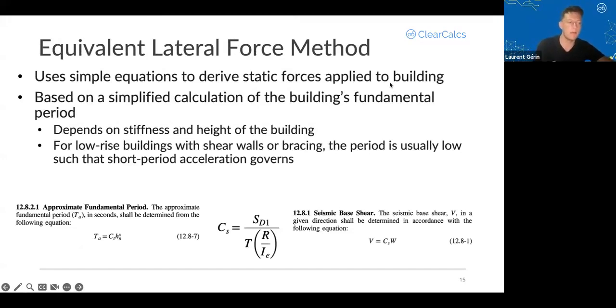So talking a little bit about the equivalent lateral force method, we're using very simple equations here. And what we're getting at the end are basically forces that we apply to the building. Very simple forces, you just apply them to your floor and they go into your bracing system or your shear walls, and that's it. So how we make this happen, a big part is that we're using a simple formula for the fundamental period of the building. You'll see I put the formula there on the left. It's basically the Ct factor times the height of the building to this x exponent. And the Ct and x values vary if you're using steel or concrete or other.